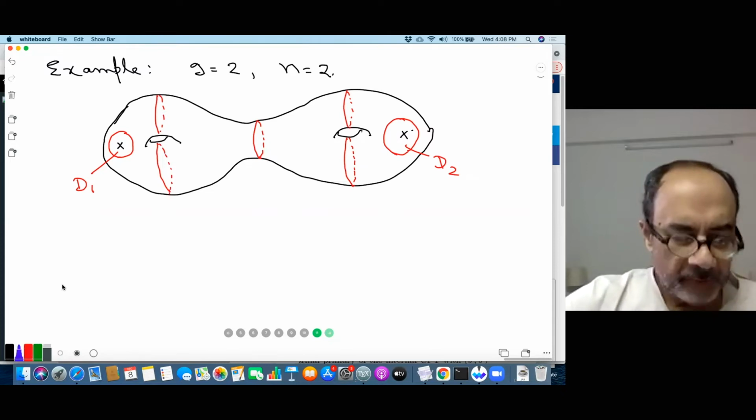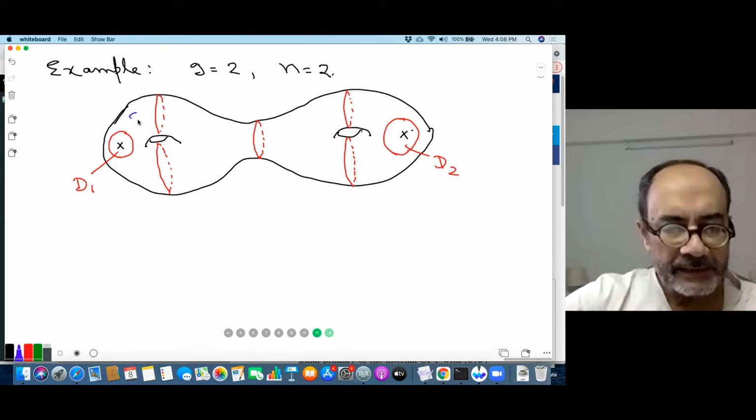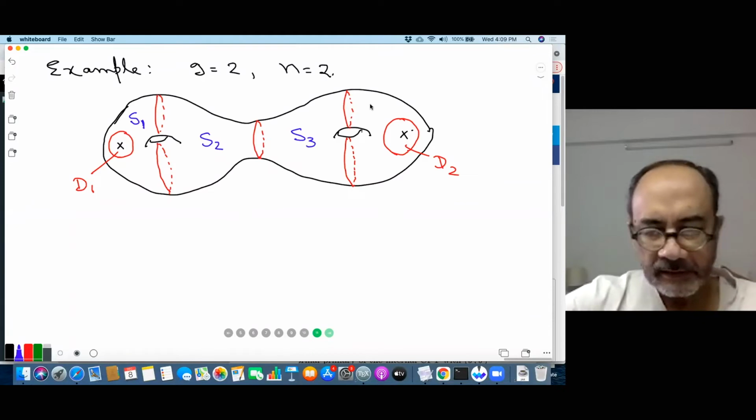So let's label. D1, D2 have already been labeled. So this is the first sphere. You can see that this has the topology of a sphere with one hole here, one hole here, one hole there. This is the second, this is the third, and this is the fourth sphere.